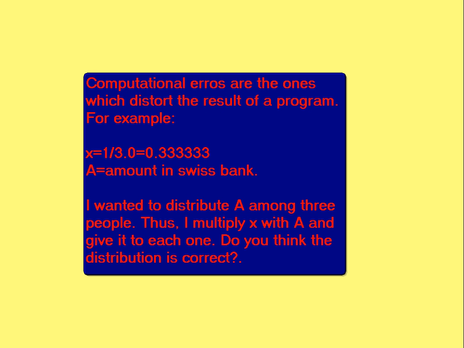Computational errors are the ones which will distort the final value or results of the program. Especially in some applications such as astronomy and biology, we require fewer computational errors. Otherwise, some catastrophic things may take place.